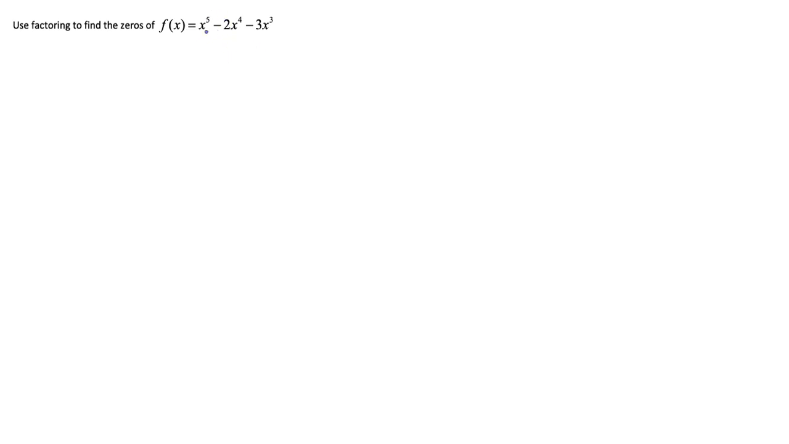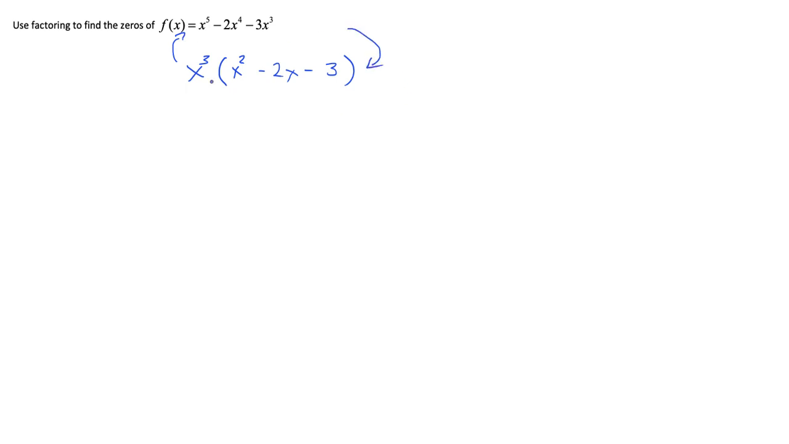Well, let's take a look. How do we factor? We notice that they all have at least an x cubed in common, so that will be the term that we factor out. So we get x cubed. Now, once we factor it out, what are we left with? We're left with x squared minus 2x minus 3. Of course, if we went back and distributed this, we would end up with the original polynomial.